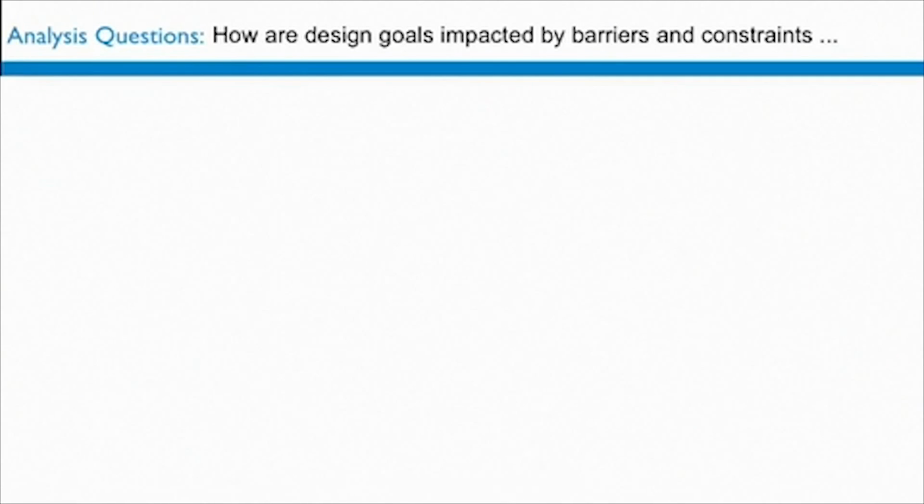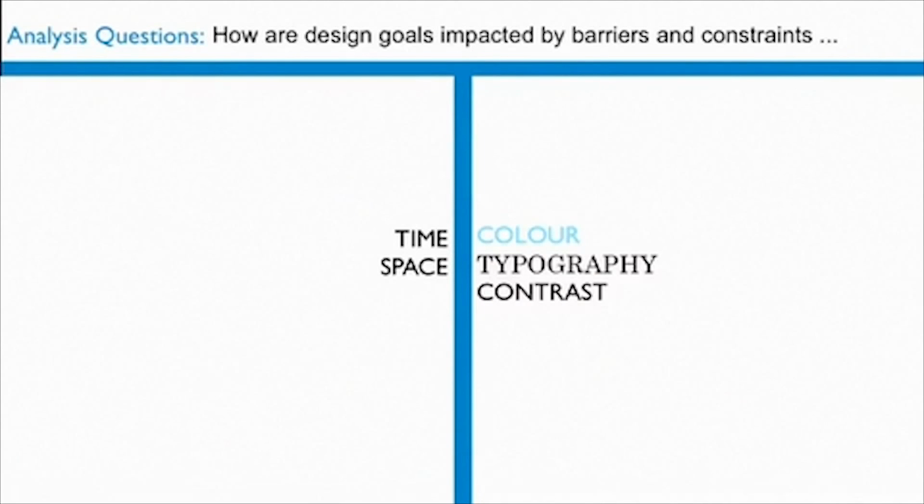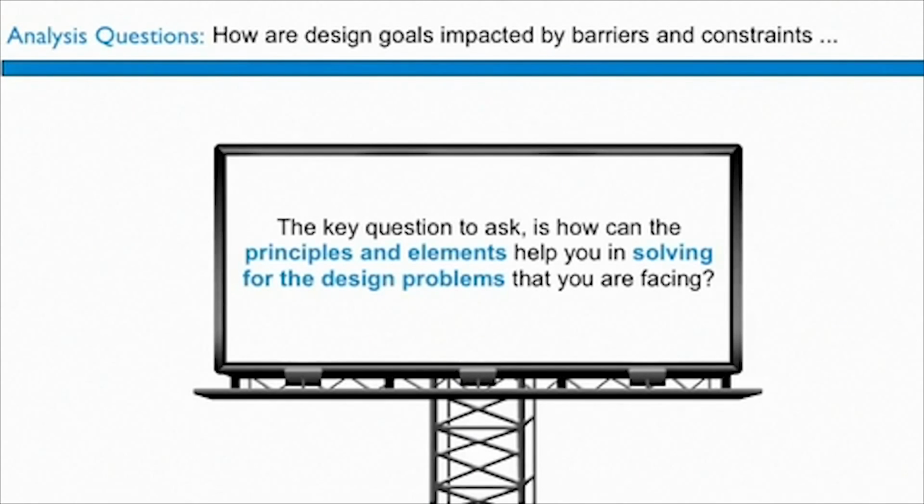Okay, so the key point here is we need to understand that the design problem of time and of space, these are two design problems that we articulated early on, they can be approached using specific design principles. So we can use color, we can use typography, and we can use contrast to emphasize or to solve for the problems of time and space. So as you move forward in your design work, I'm hoping that the Billboard example just emphasizes that you have to ask yourself a very key question when doing design work. You have to really think about how can the principles and elements of design help you in solving design problems.